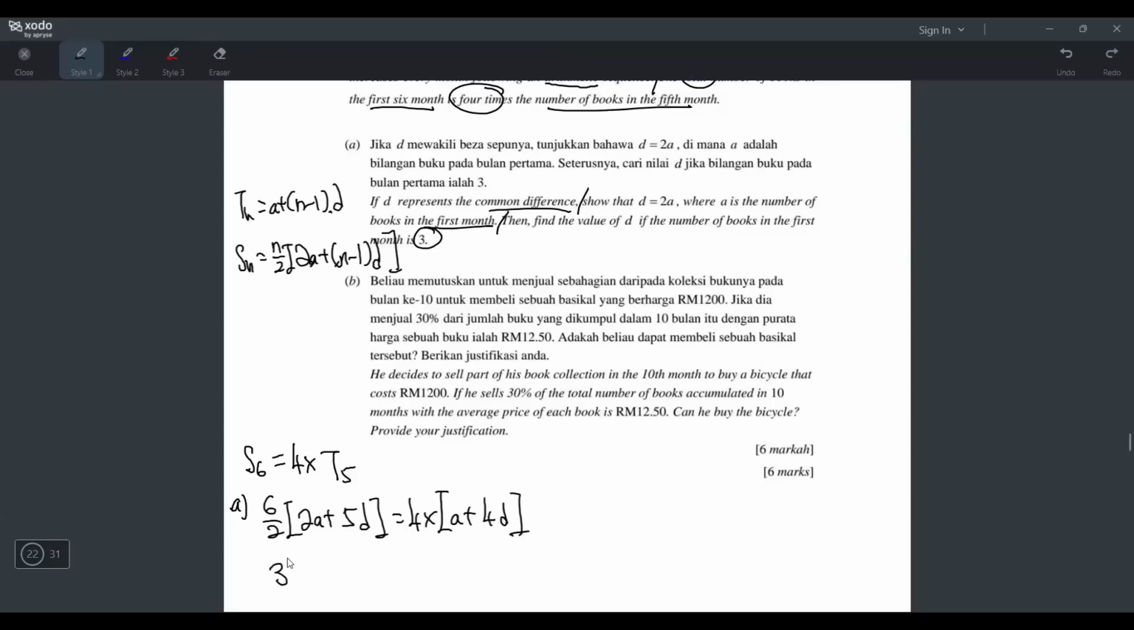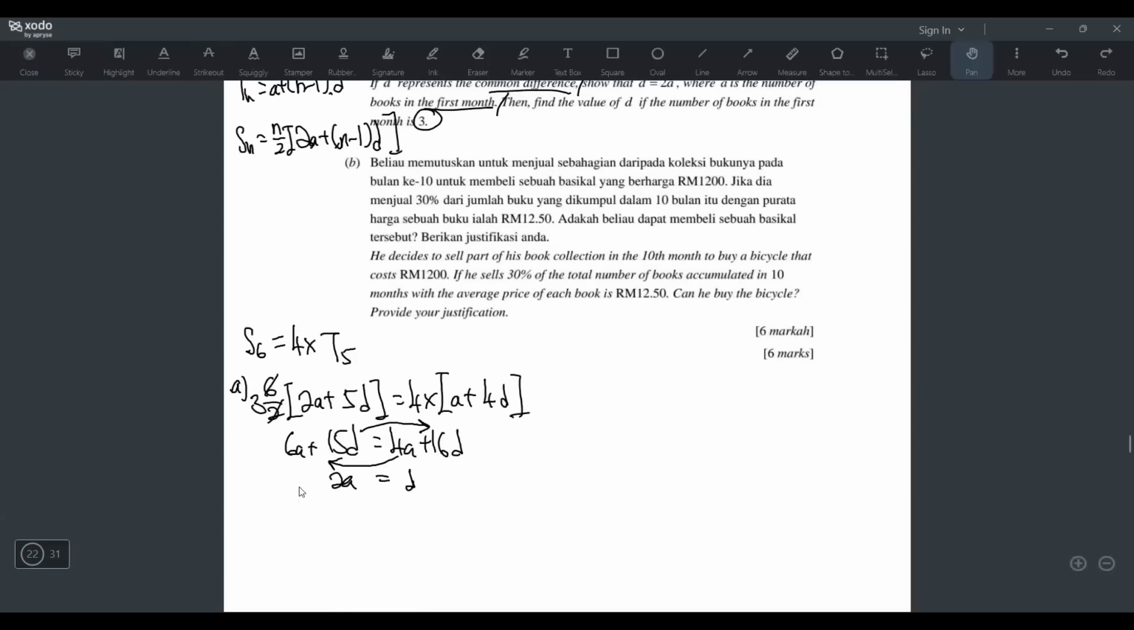And then, why not I just straight away expand? So 6 and 2 cut is 3. So 3 times 2A is 6A, 3 times 5D is 15D, equals, this one also expand, 4 times A is 4A, 4 times 4 is 16D. But they want you to show that D equals 2A. So D will be the subject. You have to make D single. So how to make D single? If I am you, I will move the terms with D to this side. So 16D minus 15D is 1D, and then plus 4A, move there, become minus. 6 minus 4 is 2A, right?